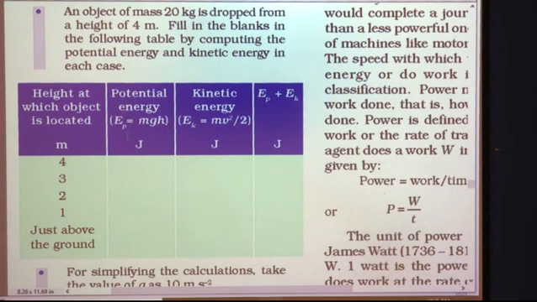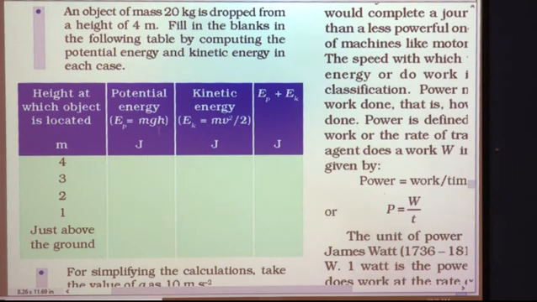You know the formula for calculation of potential energy, that is EP is equal to mgh. Kinetic energy EK is equal to half mv square, that is mv square upon 2. Then you have to add both the values, EP and EK, and you will get the total mechanical energy. Height is in meter, and both the energies and the total energy are measured in joules. Now, here 4 instances are given: when the height of the object is 4 meter, then 3 meter, 2 meter, 1 meter and then just above the ground.